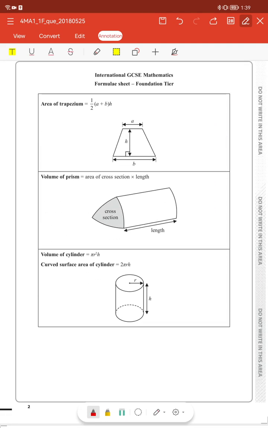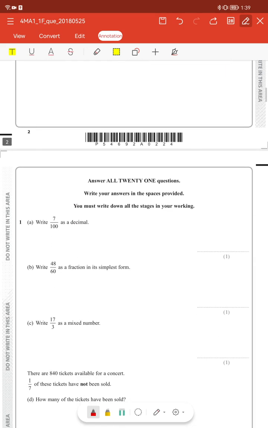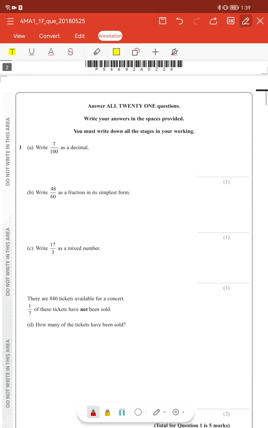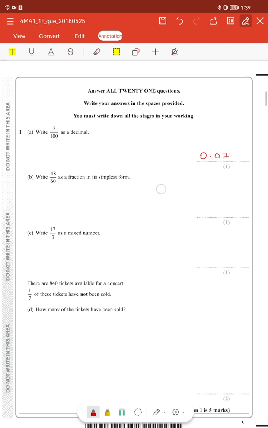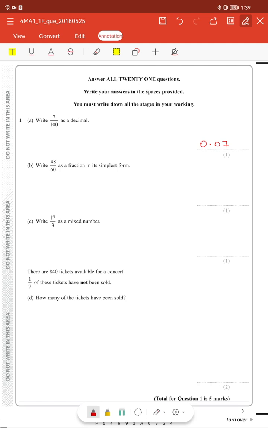So remember, you're given a few of the formulas as well. And let's start by doing this. Writing 7 over 100 as a decimal. So remember, this would just be 0.07. And 48 out of 60 as a fraction in the simplest form.